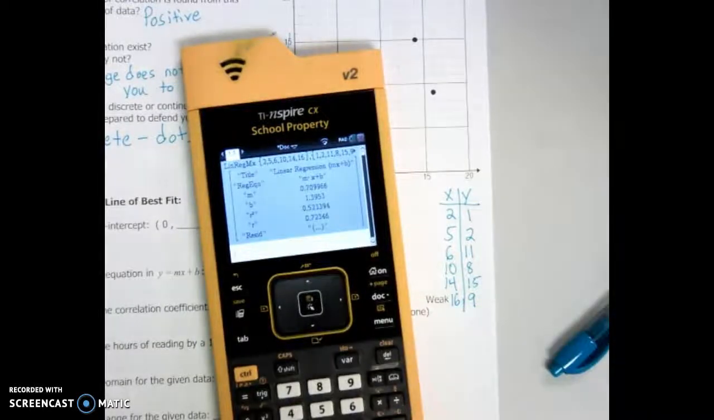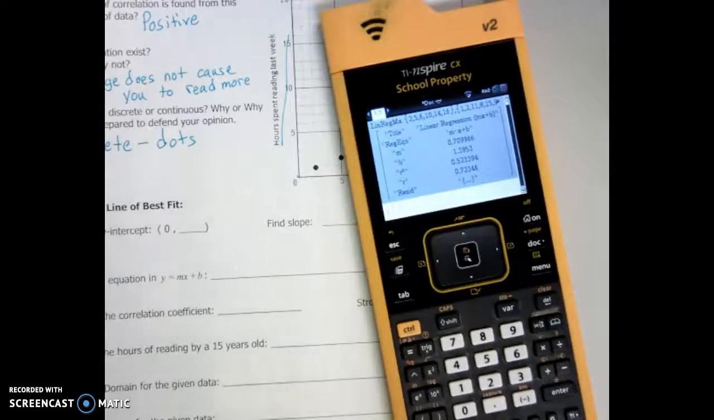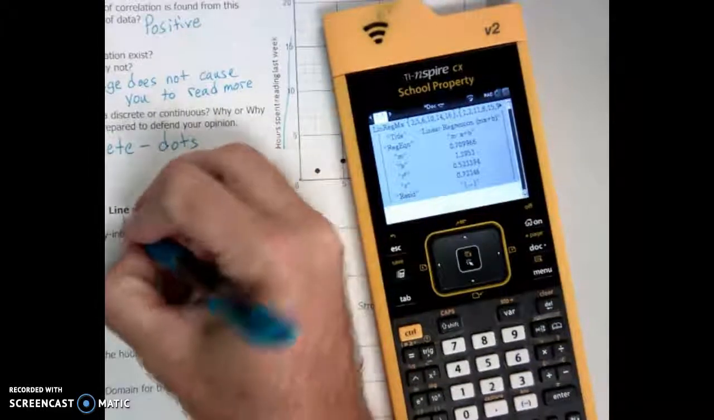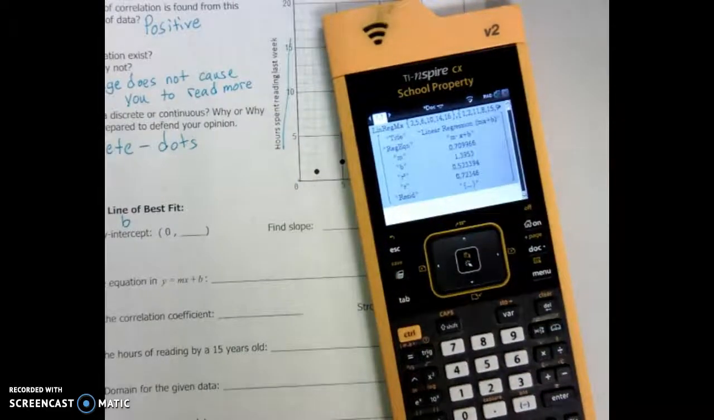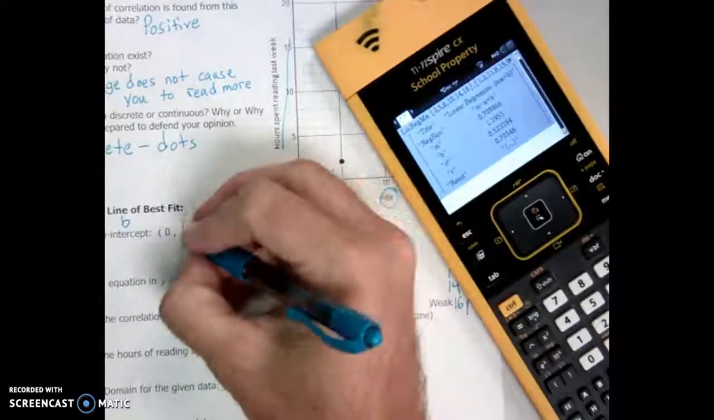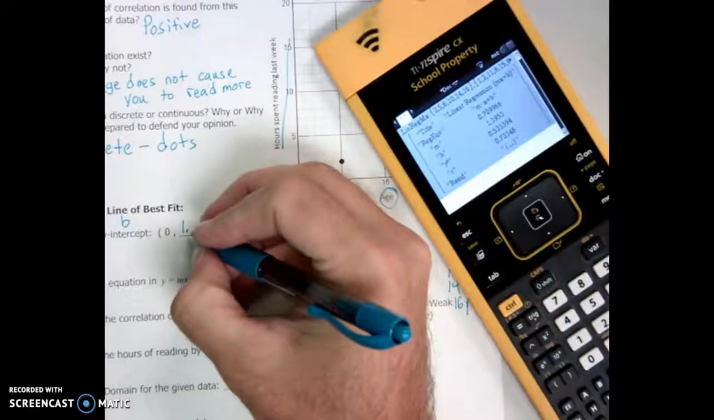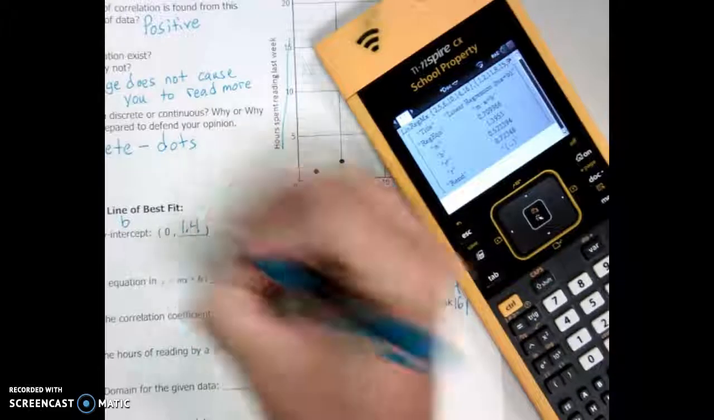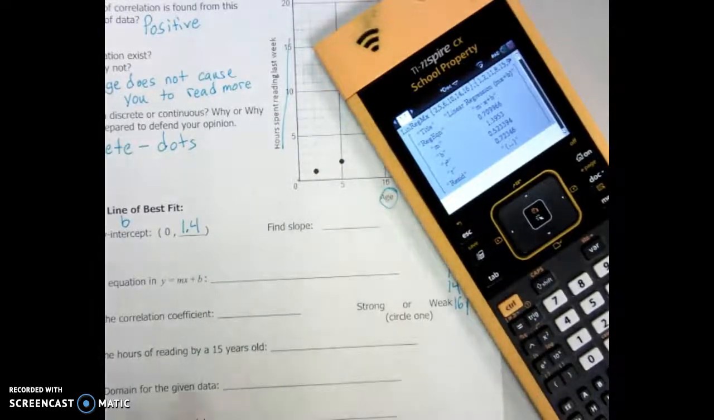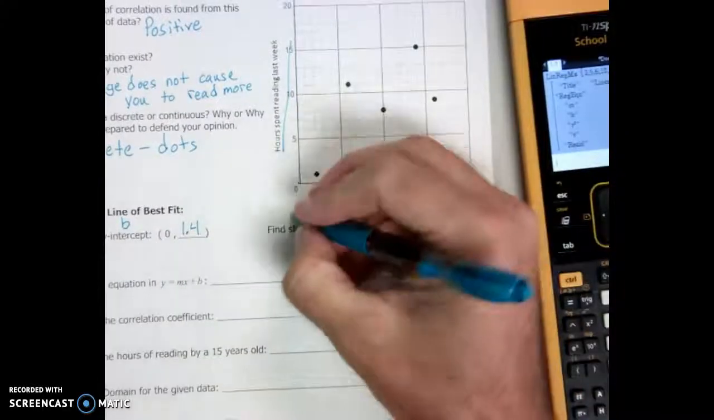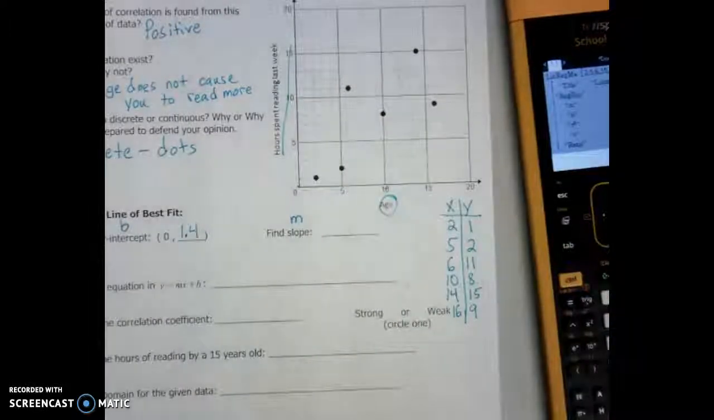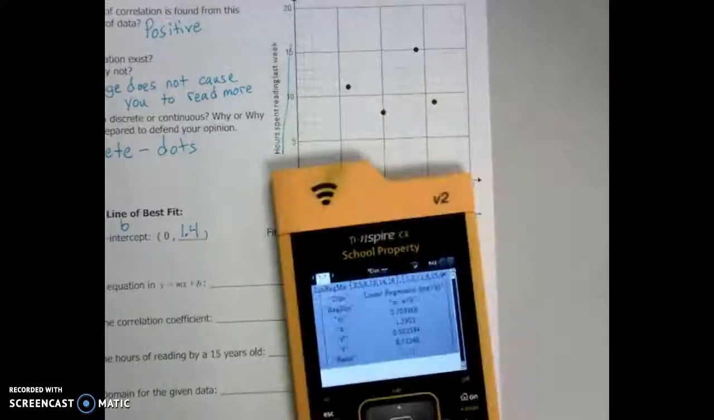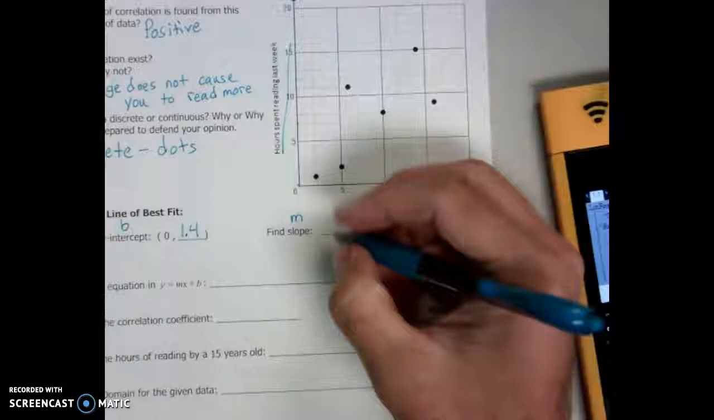And then we're going to be given a bunch of information. So, your y-intercept is always what letter? It's going to be your b value. So, b equals about 1, I'm going to call it 1.4. My y-intercept is 1.4. Next, your slope is always your m value. Slope in this scenario is 0.71.